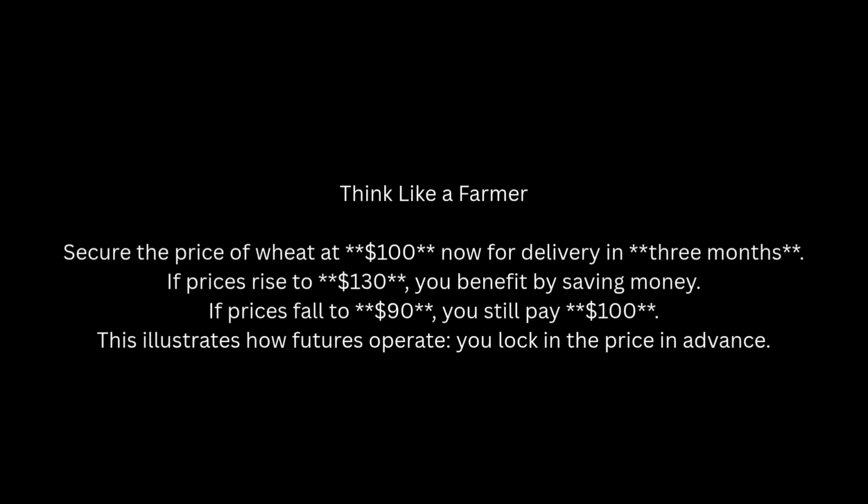Okay. Next, think like a farmer. Secure the price of wheat at 100 for delivery in 3 months. If the price rises to 130, you've benefited by saving money. If the price falls to 90, you still pay 100. This illustrates how futures operate. You lock in the price in advance. Even me, when I read this, I'm like, okay, yeah, but how can I break it down even simpler than this?